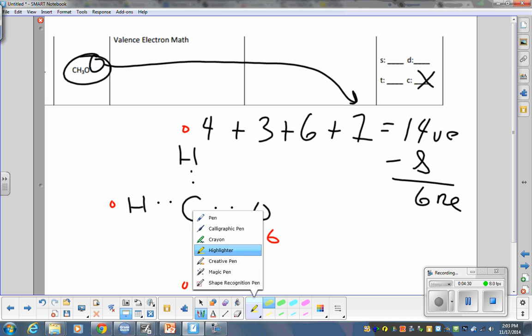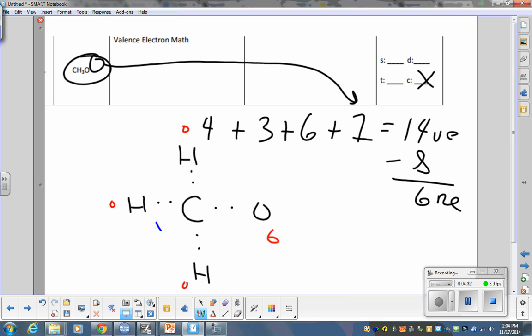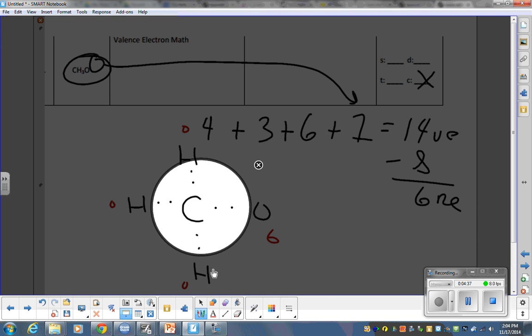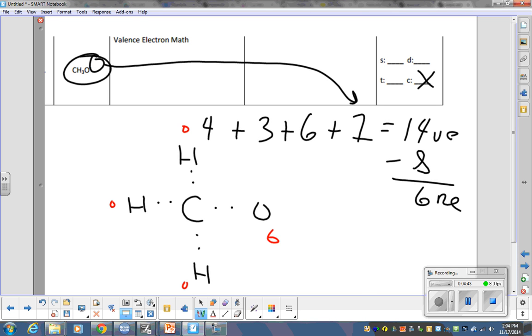Watch this. If I just focus on carbon, carbon has 8 because it's 2, 4, 6, 8, so it's good to go. So it's 0 for carbon, so I just need 6 electrons. I need 6. I have 6. 0, it's all single bonds.